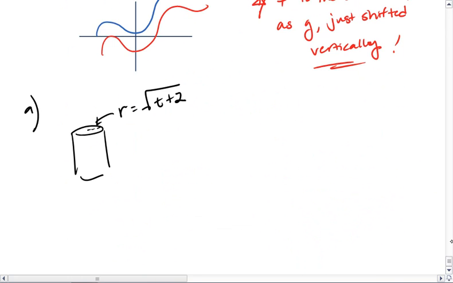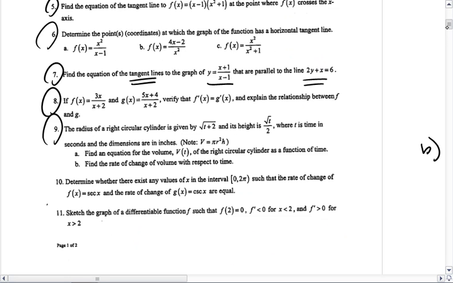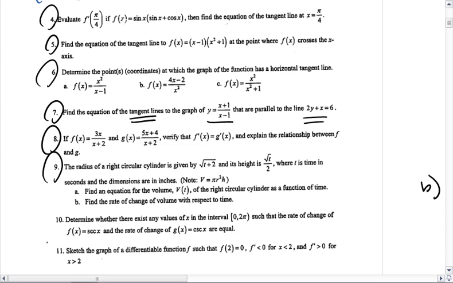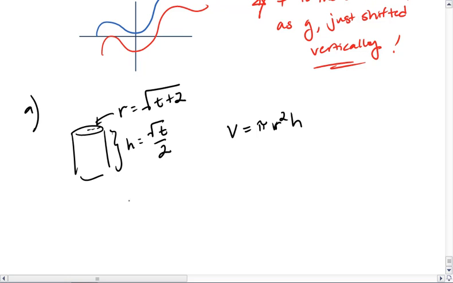Okay, so the height is root t over 2. We also were given that V equals pi r squared h, where V is the volume of the can. Alright, in part A, we want to find an equation for the volume V of t of the right circular cylinder as a function of time. And then in part B, we're going to find the rate of change of volume with respect to time, which would be finding V prime of t.